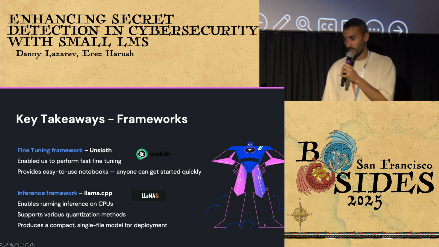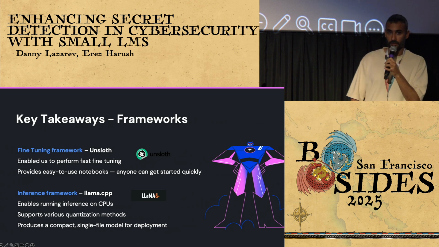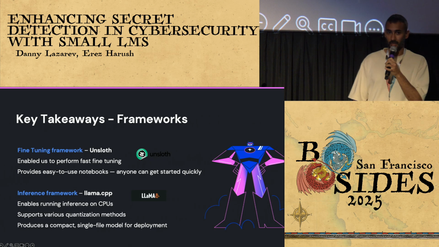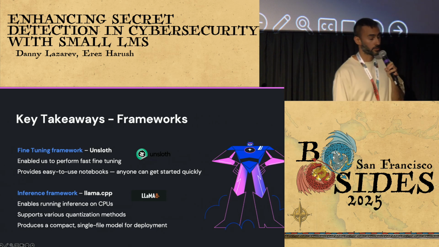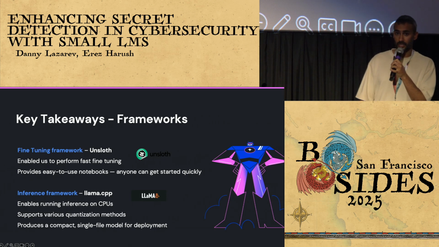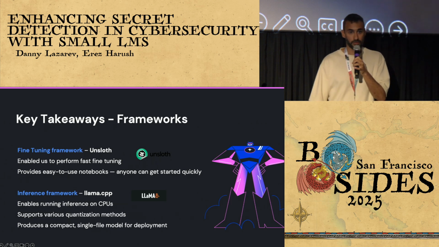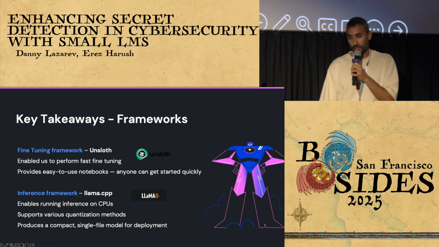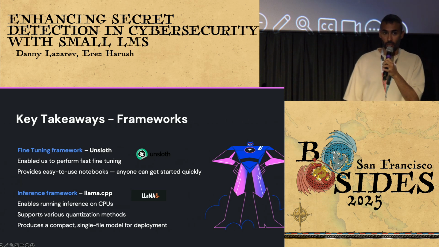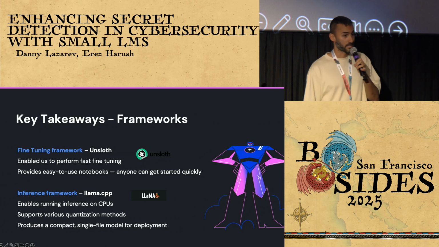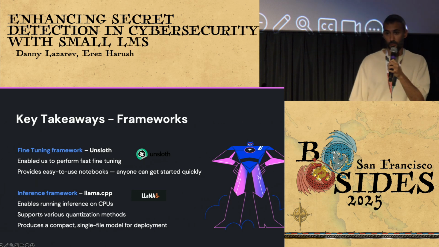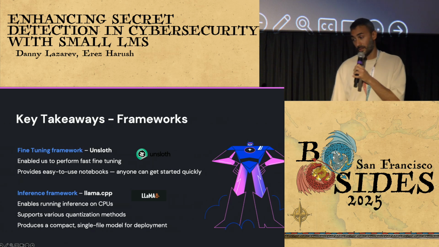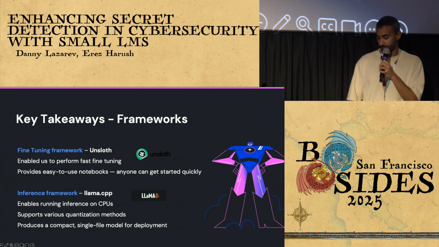And the second framework is Llama CPP. It's really good for inference and when you want to go to production. Llama CPP can help you quantize the model with various quantization methods. It also provides you a single file that you can load with the Llama CPP library, and you can run it on a CPU. You can also optimize it for specific CPUs if you want. We thought it's really good for inference.